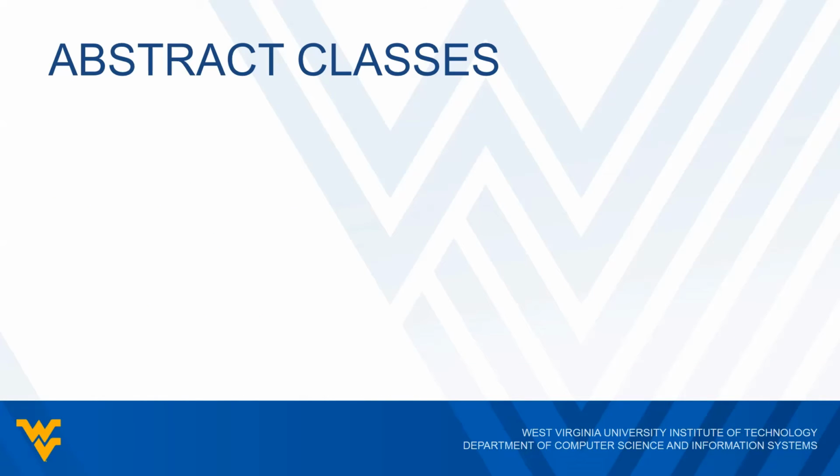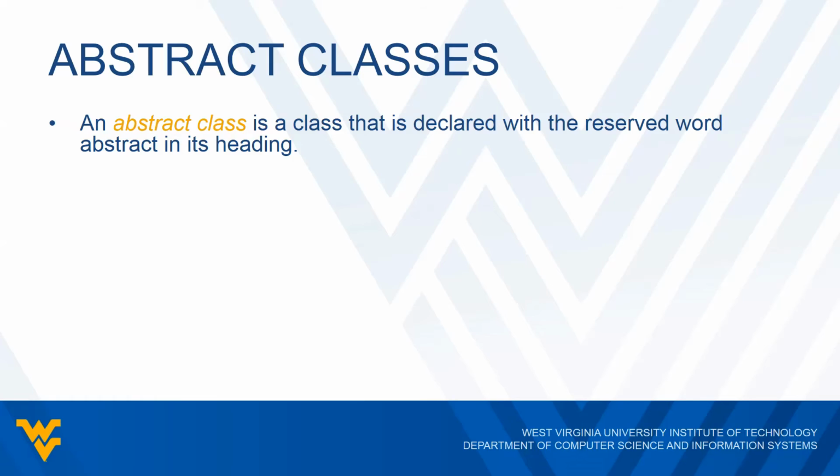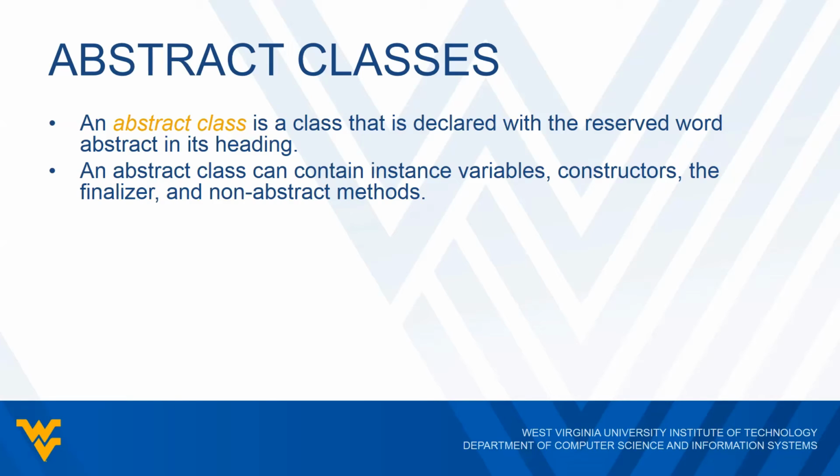Now what about an abstract class? Well, it's a class that's declared with the reserved word abstract in its heading. So it doesn't seem too different from an abstract method. Abstract methods have the word abstract in the heading. An abstract class has the word abstract in its heading as well. Well, there are some facts about abstract classes that we need to be aware of. So an abstract class can contain instance variables, it can contain constructors, the finalizer, and non-abstract methods. So far an abstract class doesn't really seem any different from a normal class. It's just that we have the word abstract in the heading.